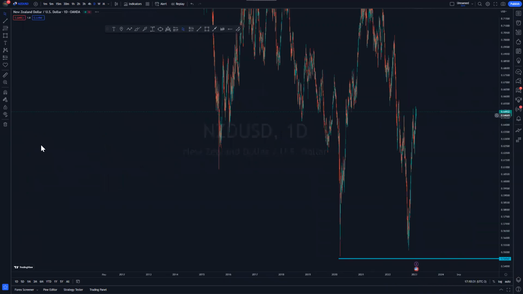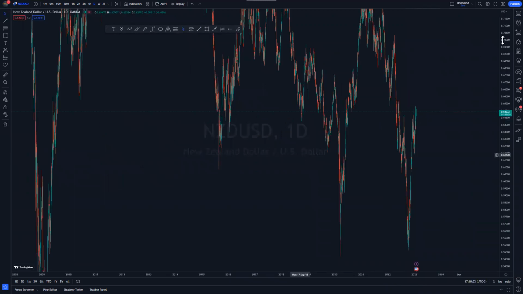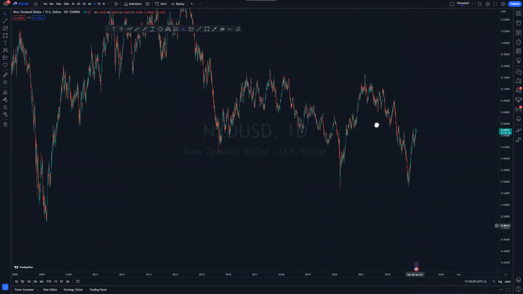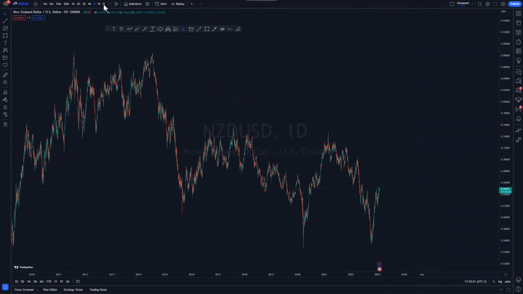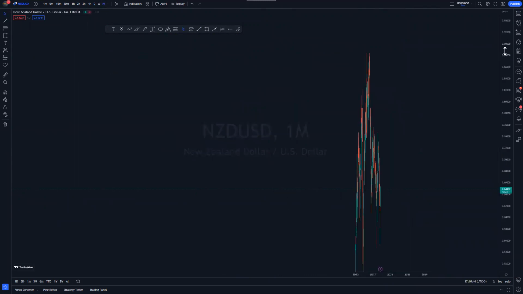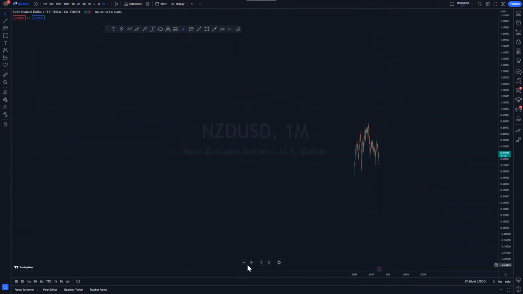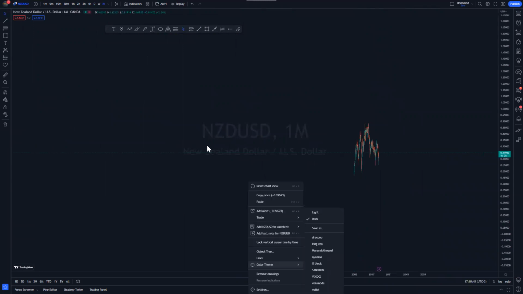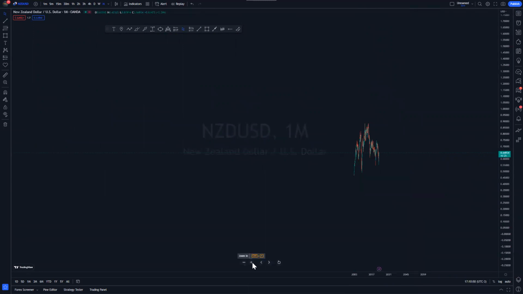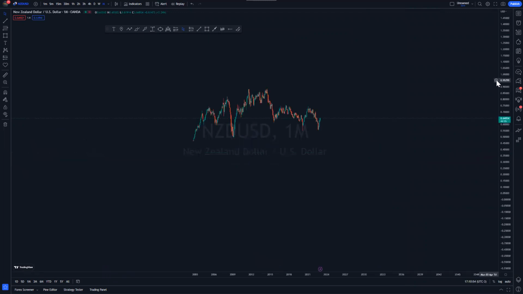So okay, guys. Now we move to NZD USD. So on NZD USD, guys, let's start on the monthly again, because I think it's interesting starting on the monthly. So we're just gonna zoom the part that we wanna focus on. I'm zooming. Okay, let's see.